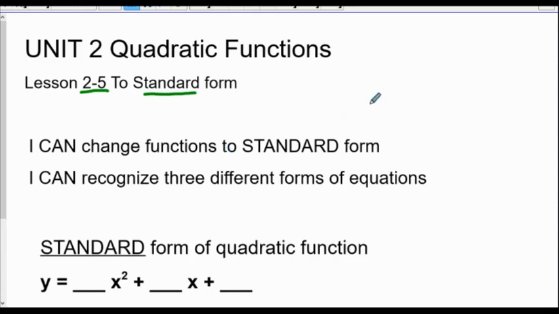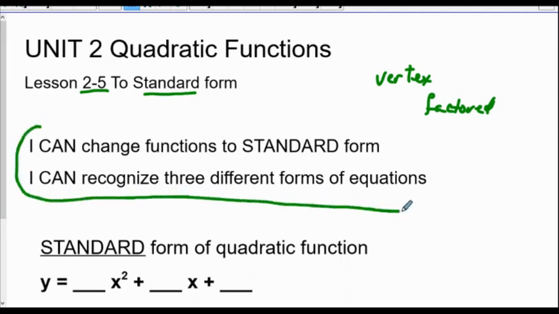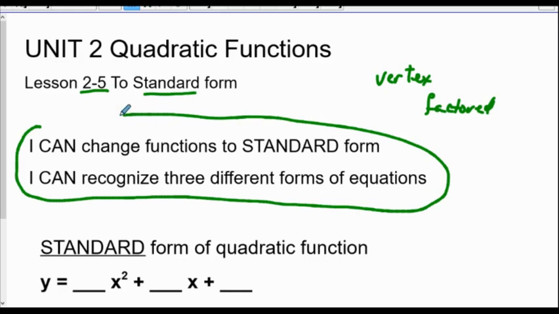Okay, so we've already done vertex form, and we've already done what's called factored form. So what we're doing today is, at the end of this, I'm hoping that you can say, I can change functions to standard form from vertex and factored forms. And the second goal here is that you can recognize the difference between the different forms.